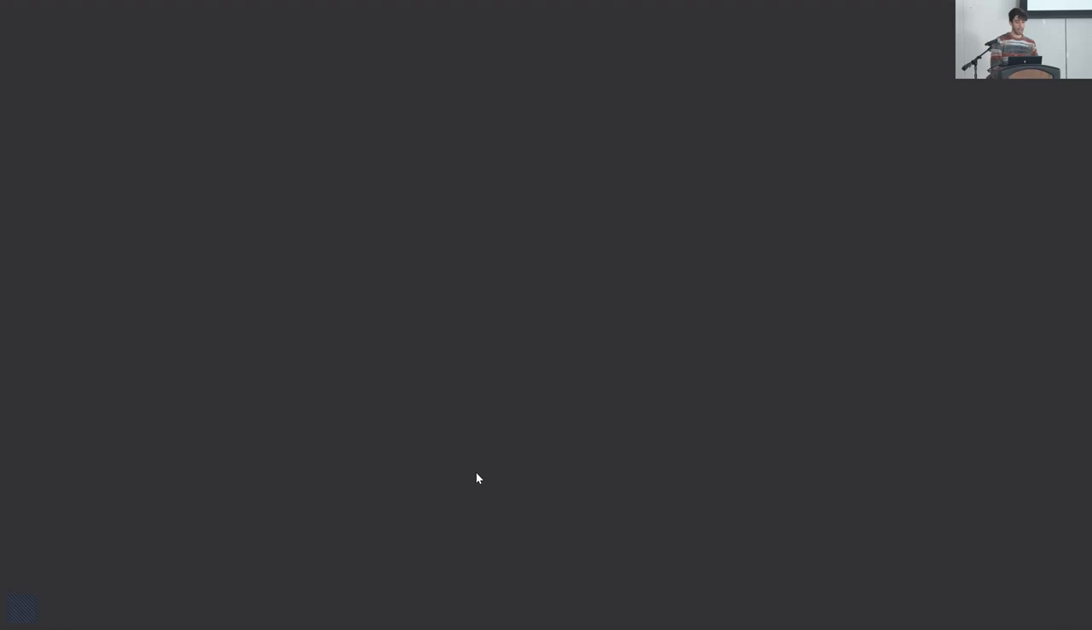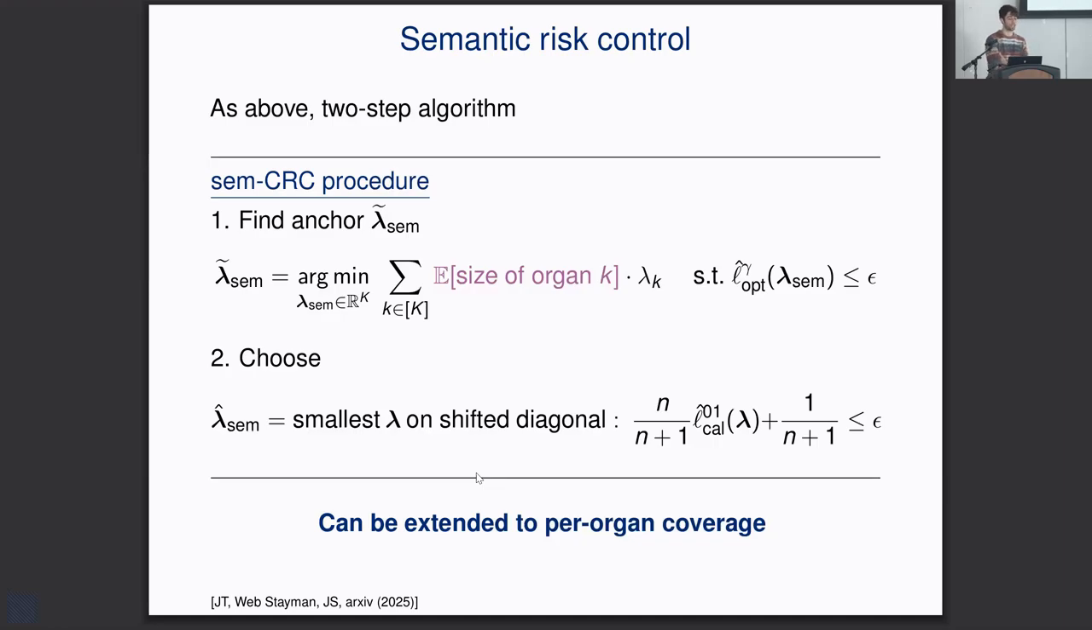Perfect. Okay, how does the procedure change? Well, the main difference is that now the size of each group changes, because different patients will have organs of different sizes. So what we need to do is to find an anchor point by minimizing the expected mean interval length now. So we're going to do the same, and instead of using N_k, we're going to put in the expected size of organ k, where we estimate this from data, okay? And then after we find this anchor point, again, what we're going to do is just find the smallest lambda along the shifted diagonal. Okay.